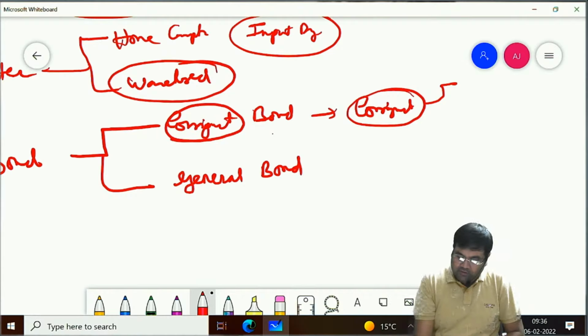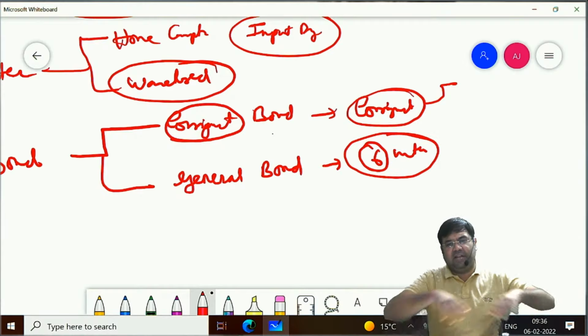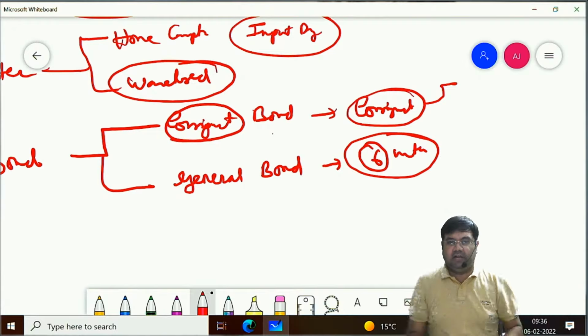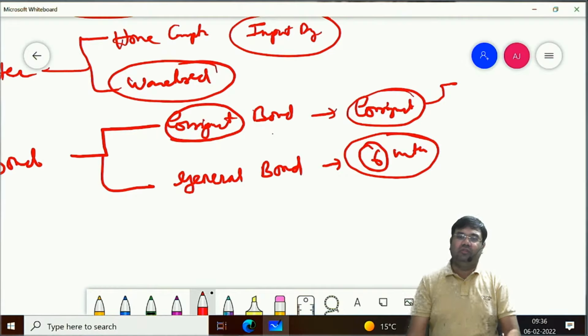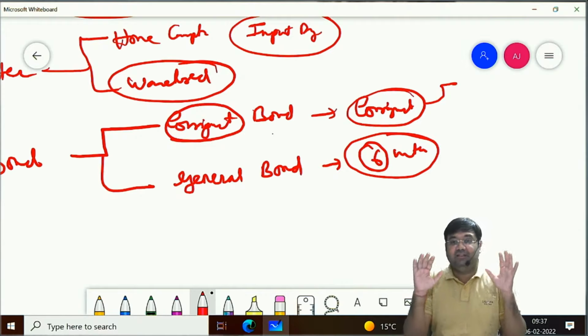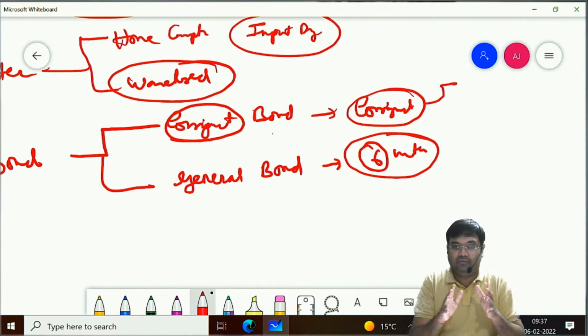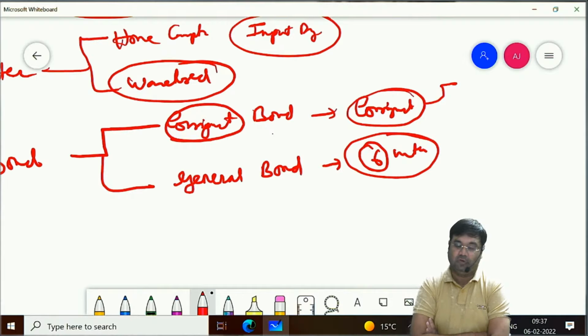So you execute one general bond for the period. So I can execute one bond for 6 months. So one general bond, and maybe 100 consignments, 200 consignments, or 300 consignments are going to be covered under this. So no need to give individual consignment wise bond. I am going to give a general bond for a period. So this is the gap: consignment bond, consignment wise; general bond for a period, covering all the consignments. Okay.